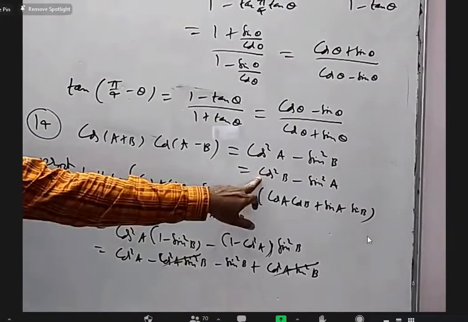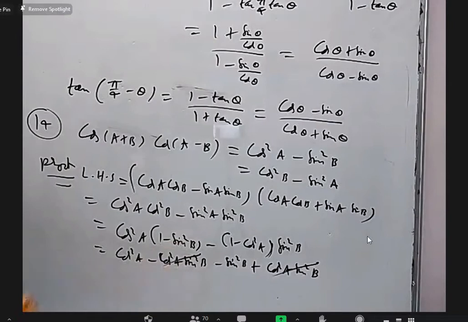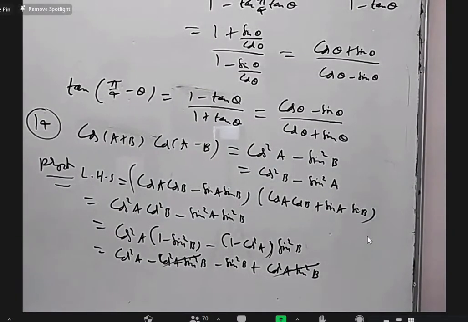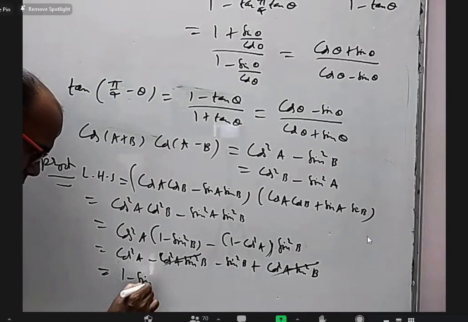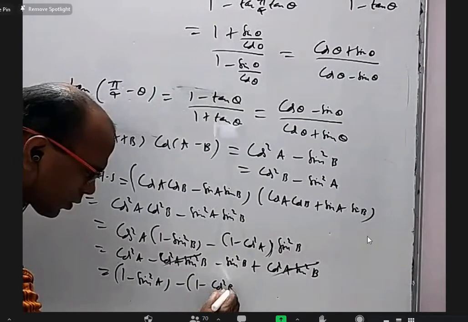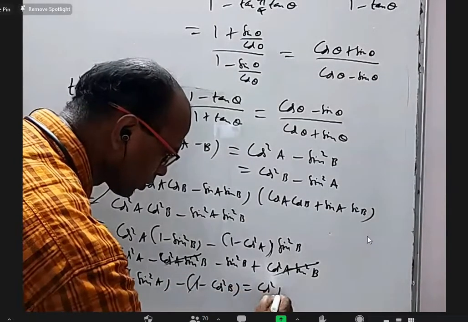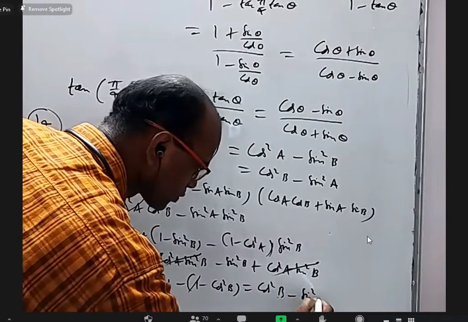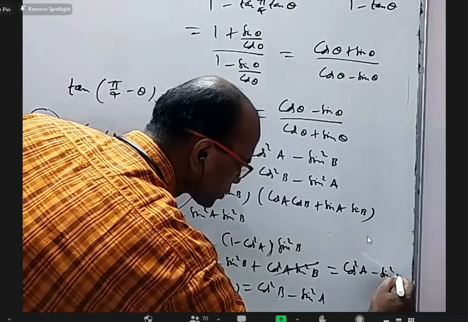If you want the second formula, this you can write as 1 minus sin square A, this you can write as 1 minus cos square B, and cancel. You will get the other formula. Maybe I can even write that. This is 1 minus sin square A. This is 1 minus cos square B. You can cancel 1. You will get cos square B minus sin square A. Here we got cos square A minus sin square B.